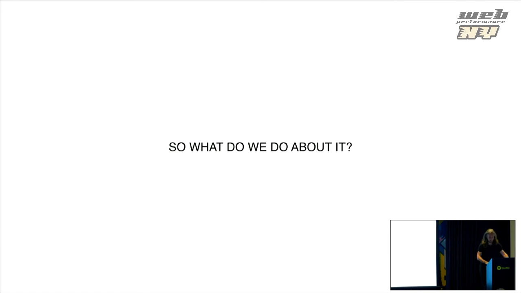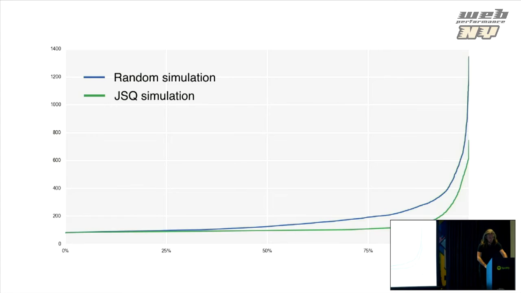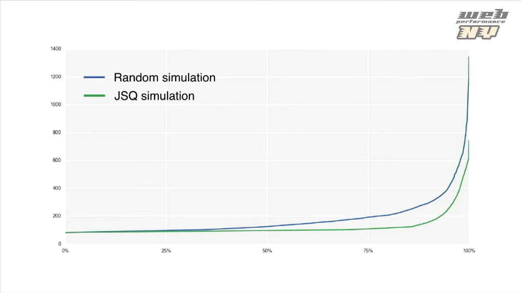So what does JSQ look like? Well, it ends up looking kind of like that. So in this case, that green line is now JSQ, which is much more close to what our actual distribution looked like. Great.